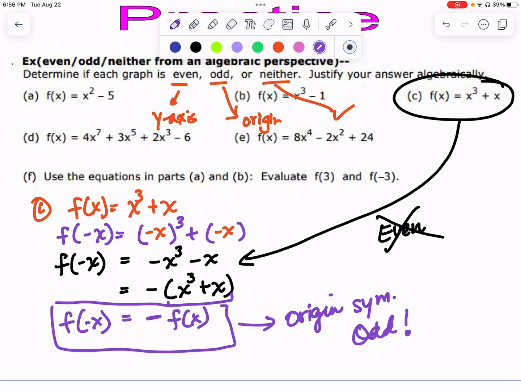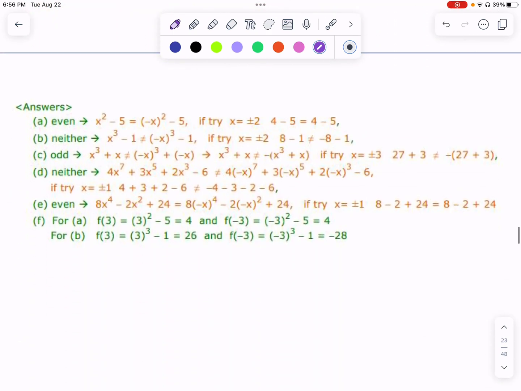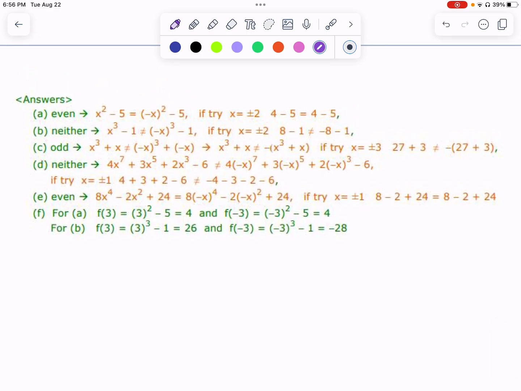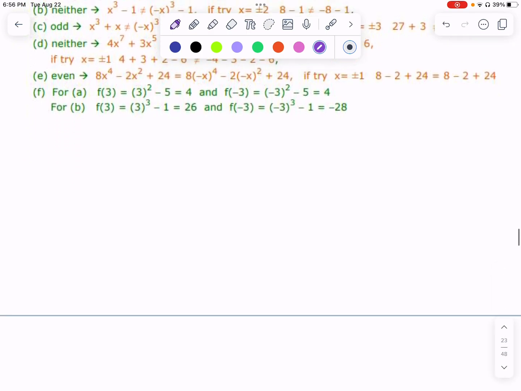All right. Of course, there are more examples here, A, B, D, E. I'm not going to do those in the video, but I do have them worked out in the following slide, and you can try them and check for the answers.